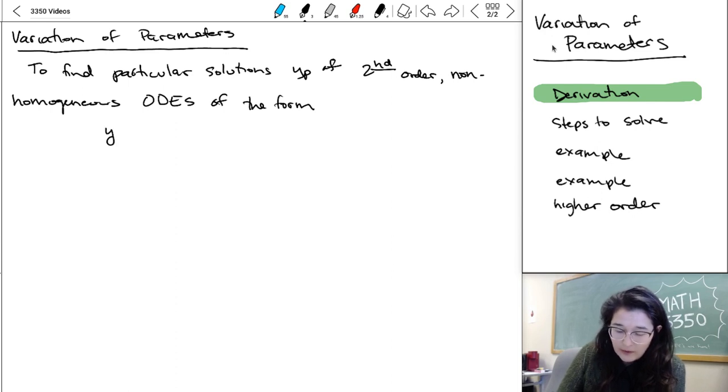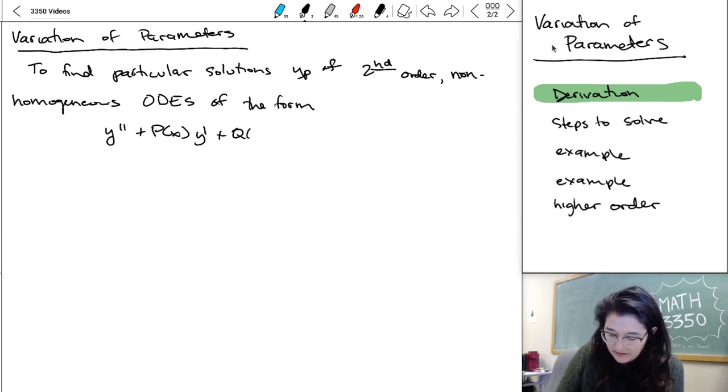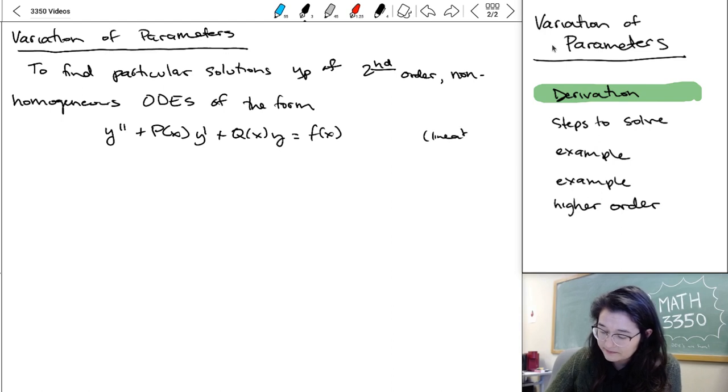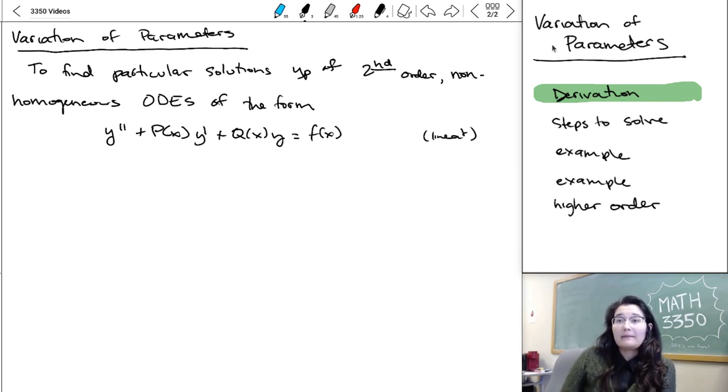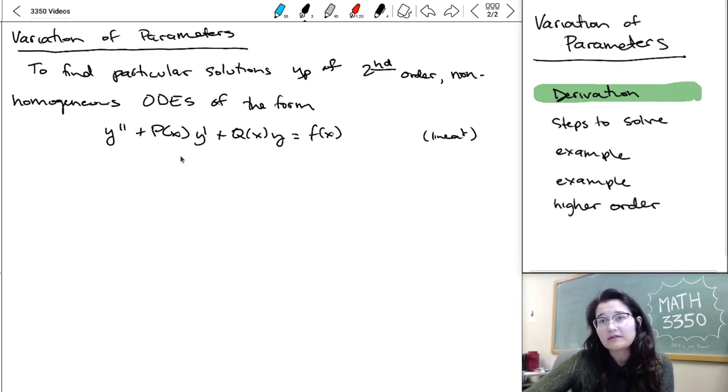We're going to have y double prime plus p of x y prime plus q of x times y equal to f of x. So these are our linear equations. And the way it's set up and the way that you will learn the process to solve, you do have to make sure that y double prime has no function multiplied by it. If it does, we have to divide that out.